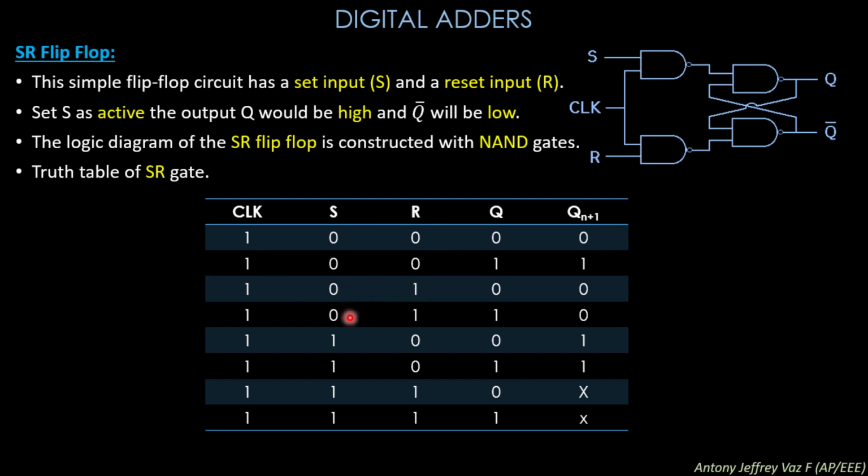Similarly, in the next stage, you may see the set values are both 0, but the reset value is made to be 1. So in this stage, you may see the next state of the flip-flop is being reset to 0. In case of 0, 1 and Q is 0, the next state is 0. And similarly for the second state, the 0 and 1 state, if the Q value is 1, in the next stage it is reset to 0.